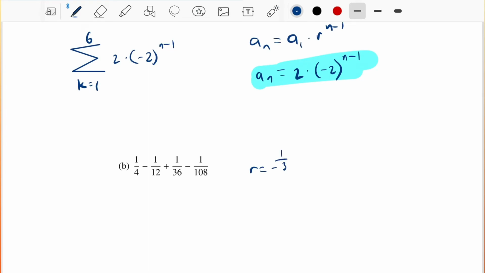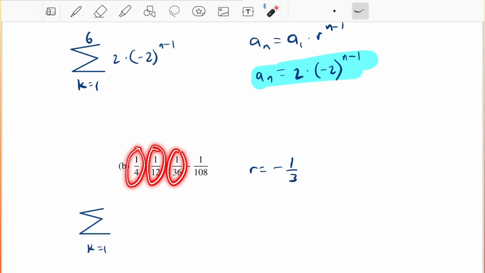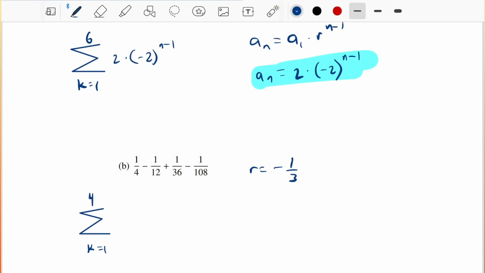Etc., etc. All right, and so our summation looks like this. k equals 1. There's 1, 2, 3, 4 terms. a sub n is going to equal a sub 1 times r to the n minus 1. a sub 1 is 1/4. The common ratio is -1/3 to the n minus 1 power. So that is our answer.